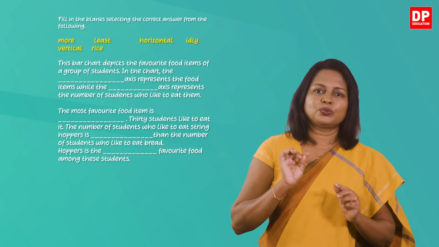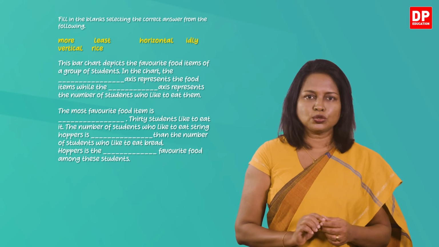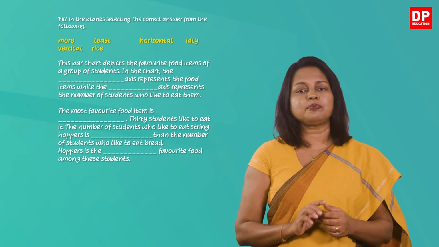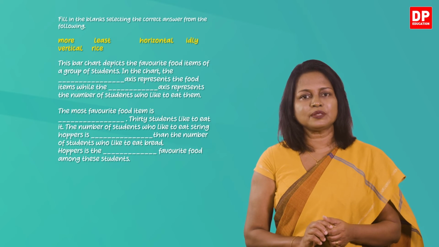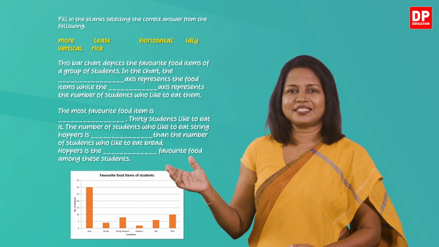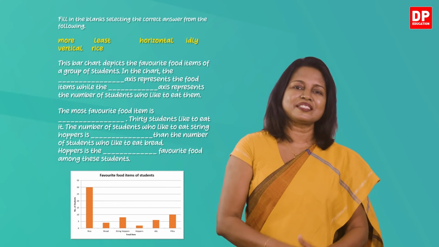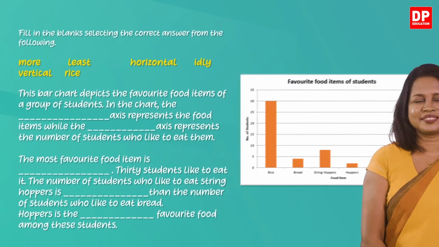Children, now you are going to do another activity. This is also like the earlier activity, but this time it's a bar chart. You have to read this description, which tells us about the favorite food items of a group of students. In this description, some words are missing. You have to fill in the missing words by studying the chart. This is the bar chart. Study it and fill the blanks in the description. Pause the video and do it now.